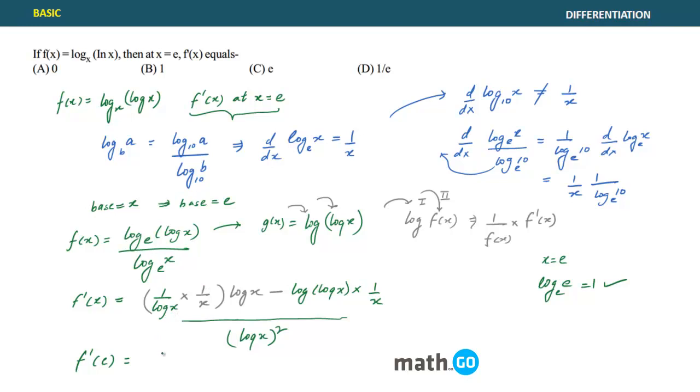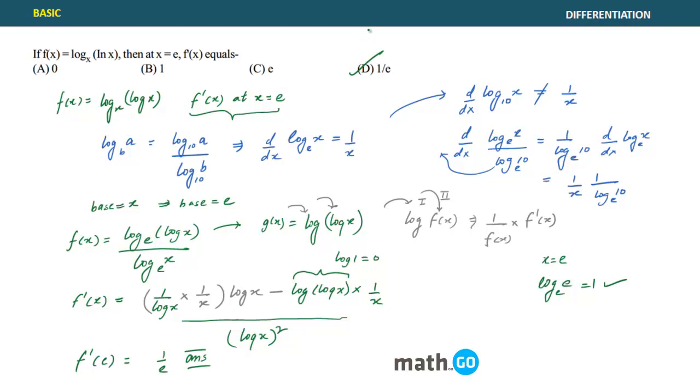So this becomes 1 by e. This will become 1, 1. This will also become 1 minus this log. This particular stuff will become log of 1. Log 1 is nothing but 0. So this entire stuff becomes 0 and this is your answer. So 1 by e is the answer, which is given in the D option. This is how you solve this.